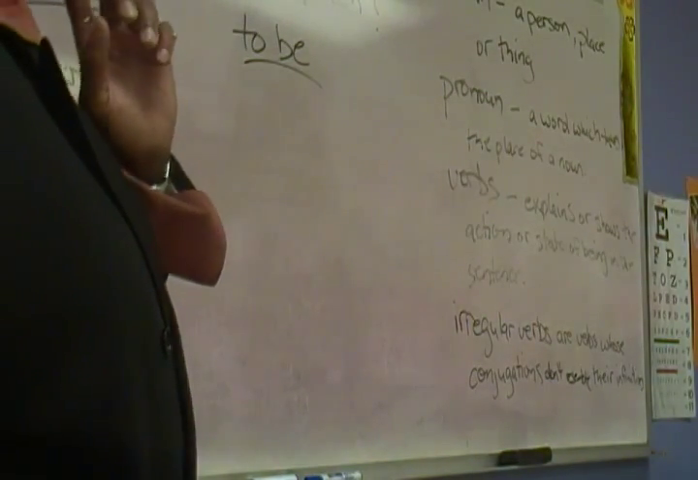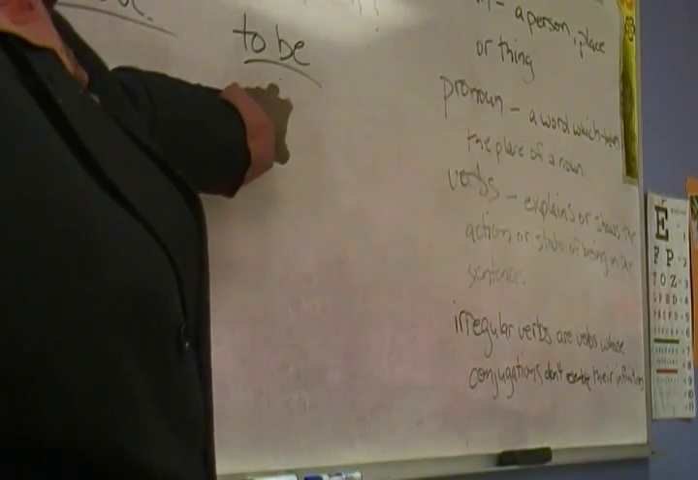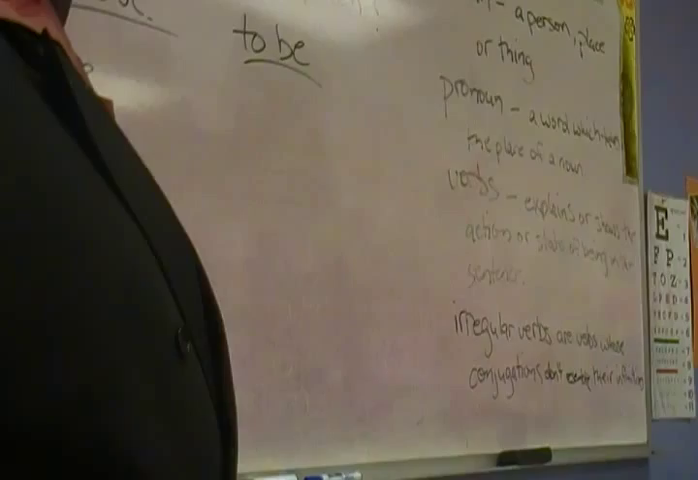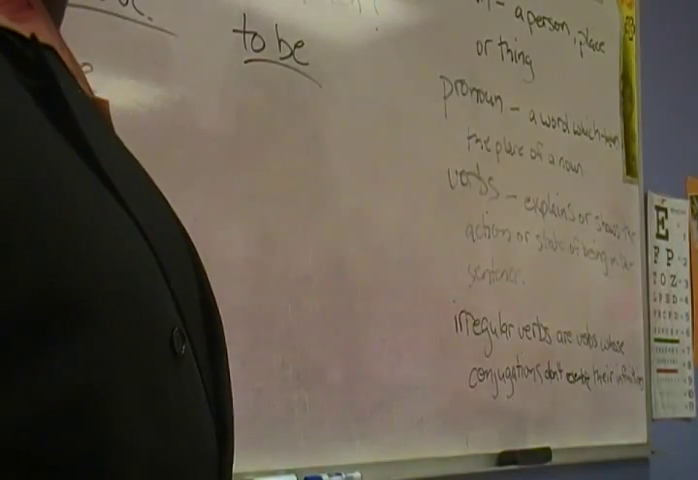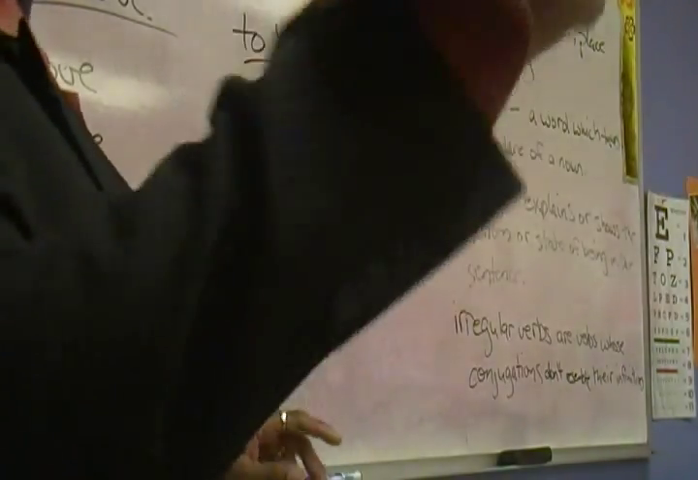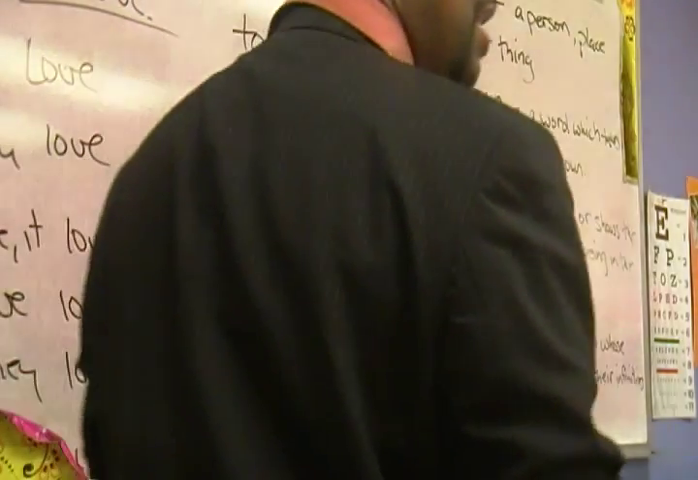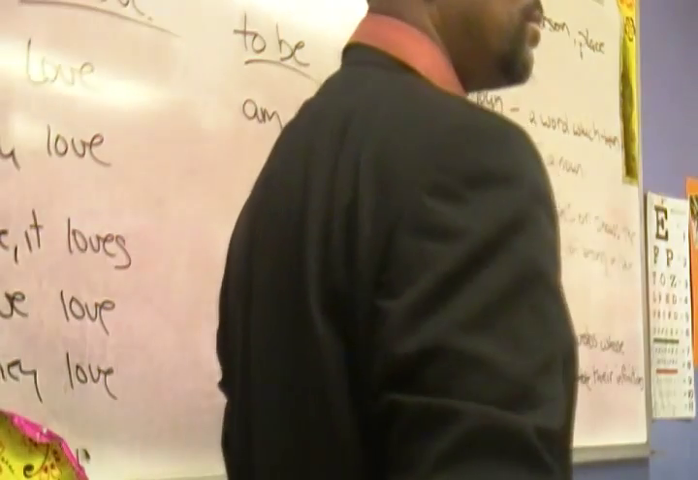Now watch this. We're going to conjugate this verb. Now remember, this is an irregular verb, so we're not going to say I be. What are you going to say, Eddie? You're going to say I. No, you can't say I be. Because I am. So if it's I am, I'm going to say, Carlo, you.